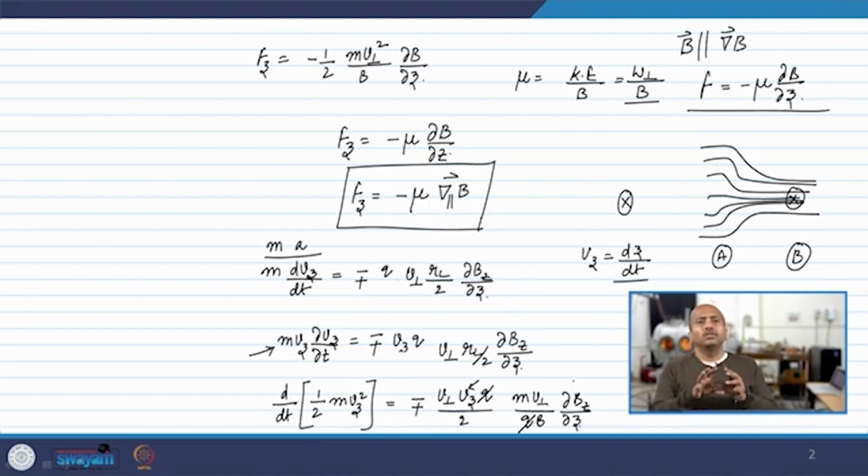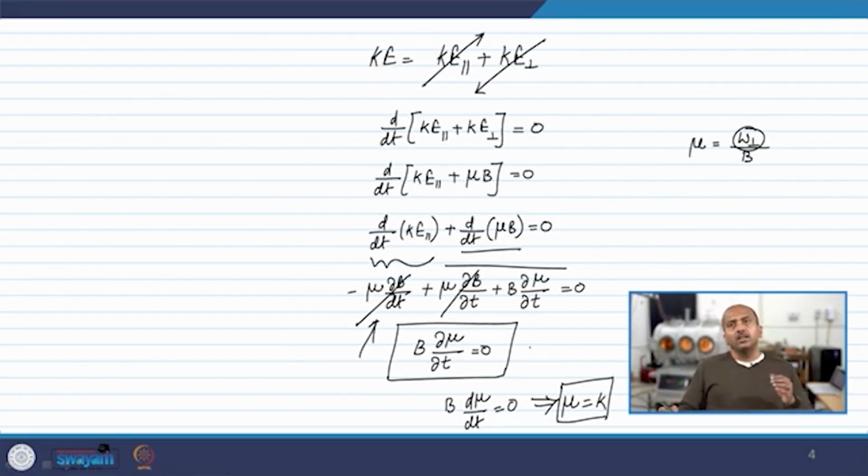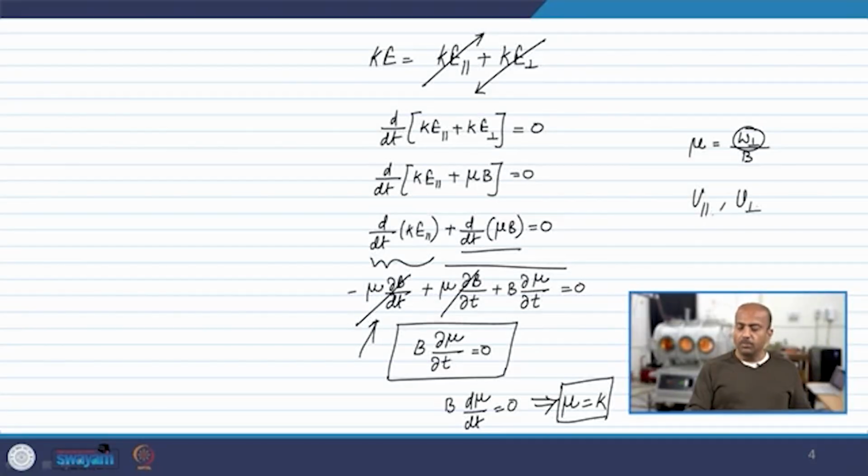Now, we have a measure of the rate of change of parallel kinetic energy with respect to the rate of change of magnetic field, right. That relation is this expression. Then we did a simple rearrangement of the terms in which we got, if the parallel kinetic energy is changing, then it has to be compensated by the perpendicular kinetic energy. That means, if the parallel velocity of the particle is changing, it has to be compensated at the expense of changing perpendicular kinetic energy. So, these two things go hand in hand, V perpendicular, V parallel.